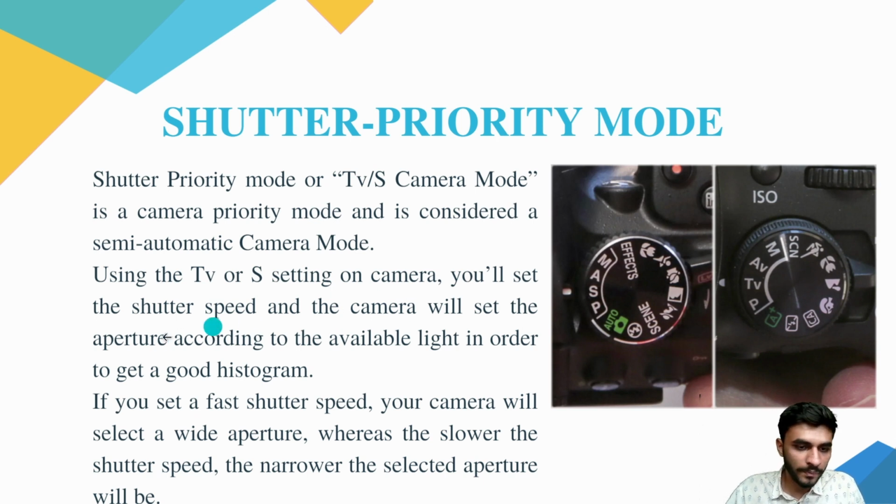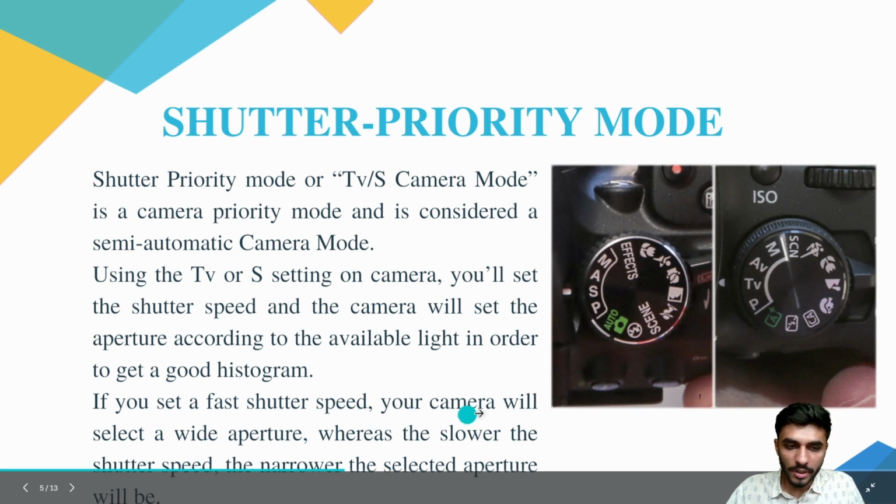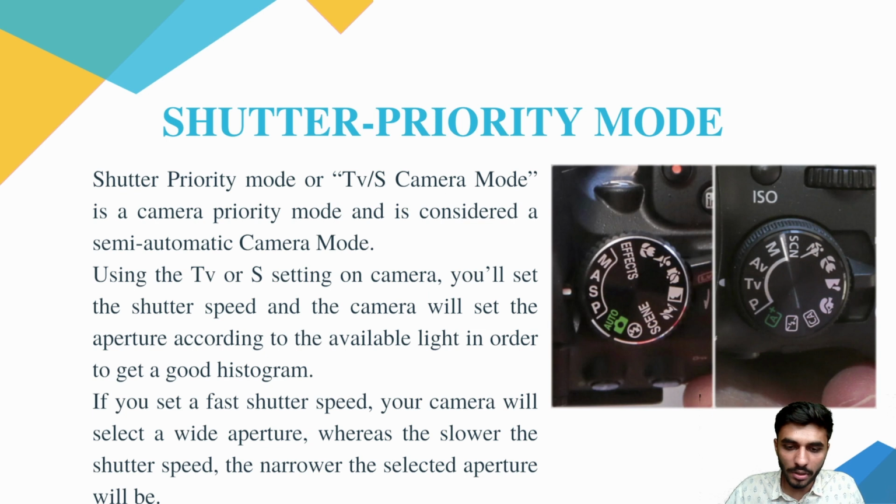If you set a fast shutter speed, your camera will select a wider aperture, whereas the slower the shutter speed, the narrower the selected aperture will be.